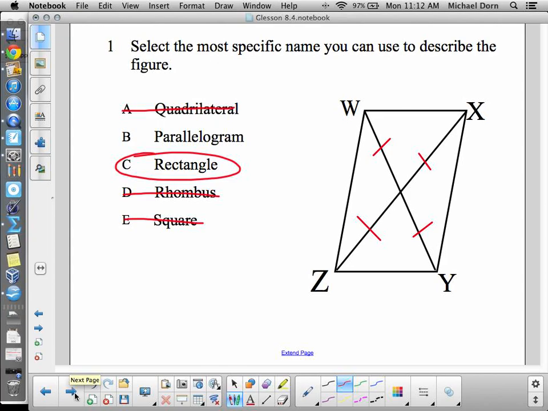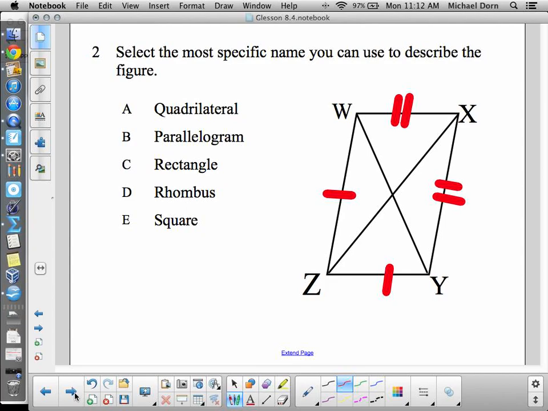Okay. How about now? Given that information. Nothing about the diagonals, two pairs of congruent sides. Is that a parallelogram? No. Since it's not a parallelogram, it can't possibly be a rectangle, rhombus, or square, could it? It's a quadrilateral. That shape? Sure. It's called a kite. We'll learn more about it tomorrow. That's a kite.